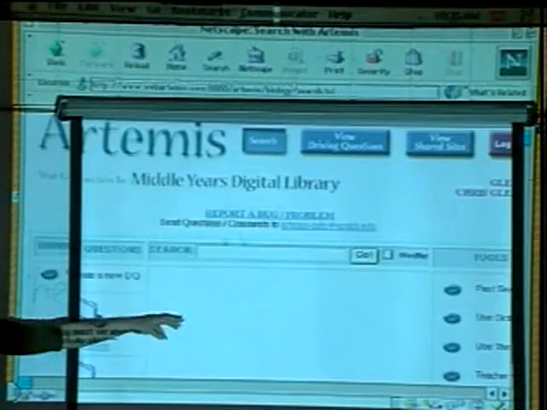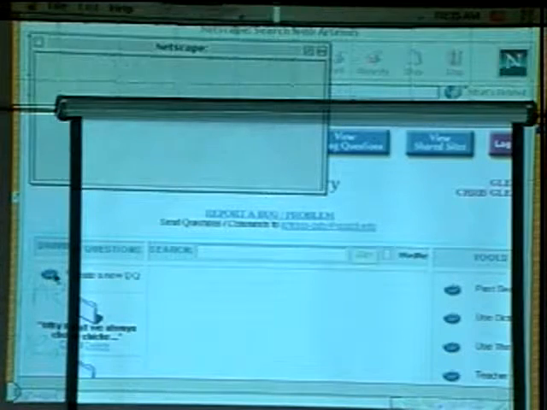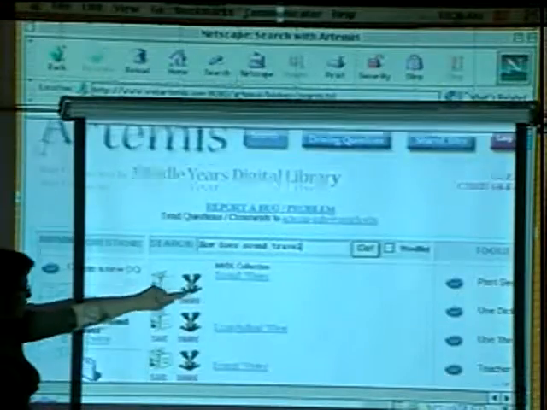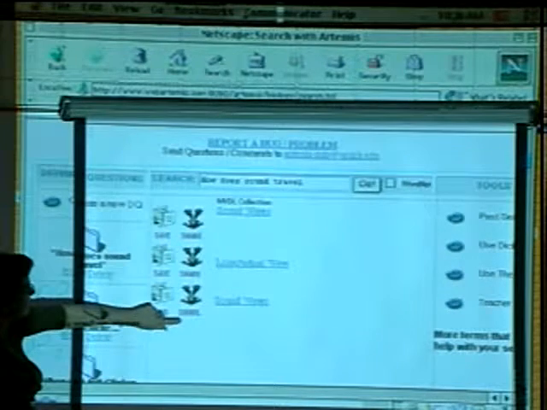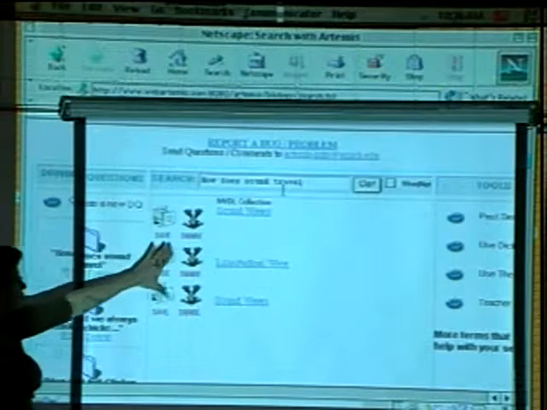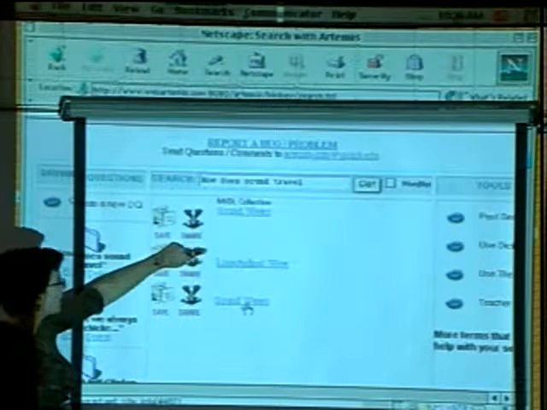Let's try both ways that we talked about before. Let's enter our question that we have come up with. What was our question? How does sound travel? Let's type that in the search box. And if she scrolls down, she's going to get three different selections of websites. Notice there's just a small selection. If she hits sound waves or longitudinal waves, let's hit sound waves.